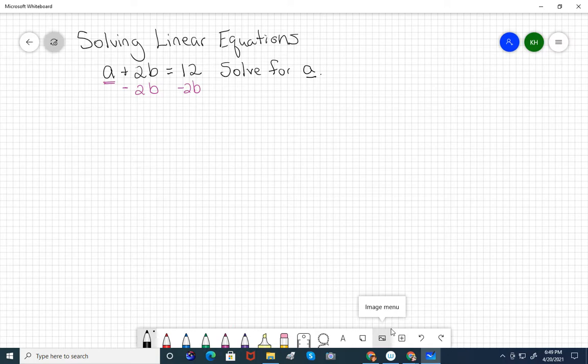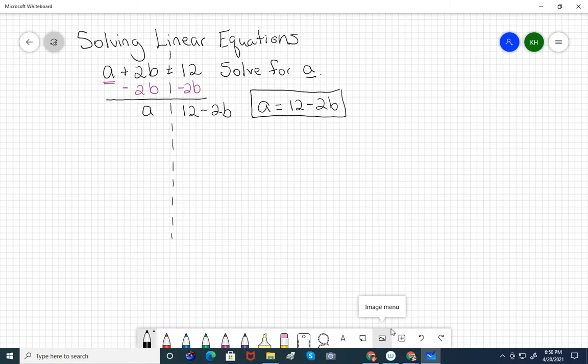When we total this up, remember, think of this as being both sides of a scale. This side would just be a plus 2b minus 2b. This side, of course, would just be 12 minus 2b. So when we solve for a, we get that a is equal to 12 minus 2b. So nothing very complicated about that.